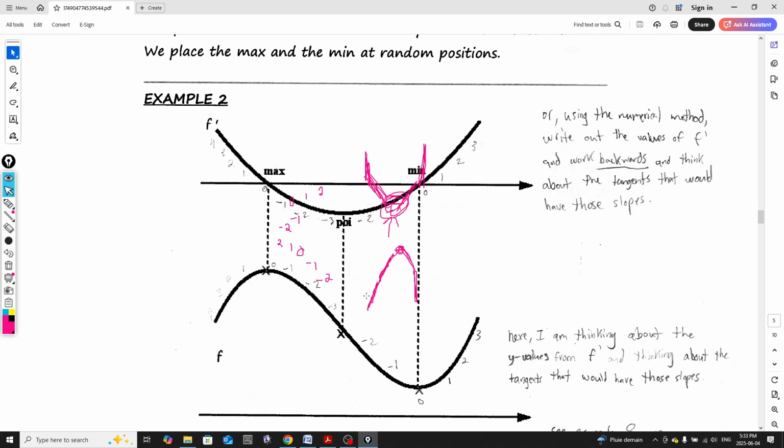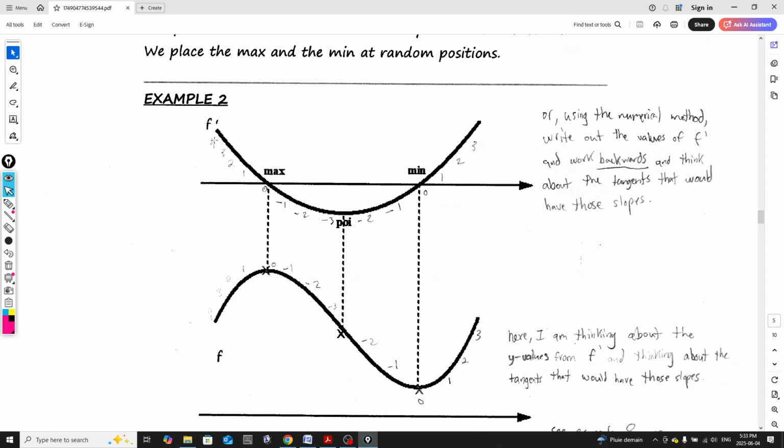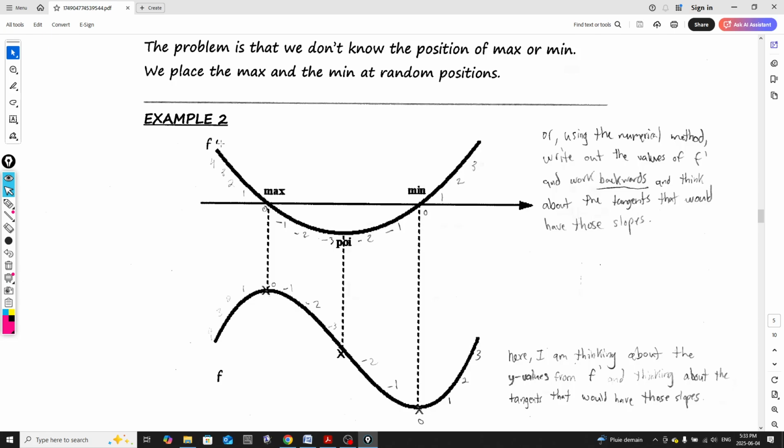And so that's what I do here. Just for the sake of time, I'll let you work through this, but the idea is still the same. Here, it's just that you're going backwards. I know that the y values on f prime correspond to slopes on f. So I'm going to write down the y values of f prime: 4, 3, 2, 1, 0, -1, -2, -3. Maybe this one's like -3.5 or something. Then -3, or -2, -1, 0, 1, 2, 3.